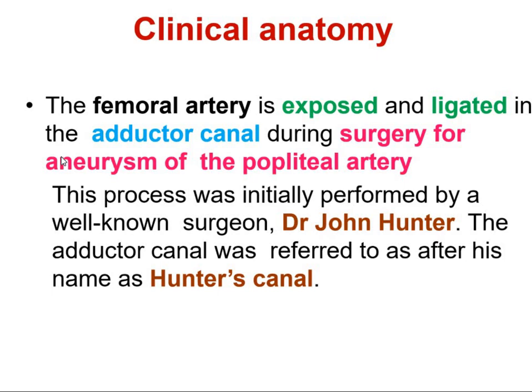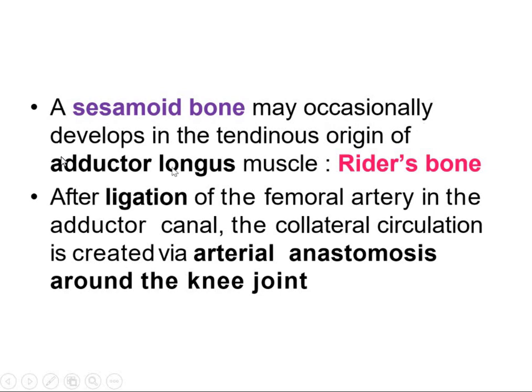Okay. Other than that, there is a sesamoid bone which may occasionally develop in the tendinous region of adductor longus muscle, which is known as rider's bone. Okay. It usually happens in horse riders, who are very much used to riding a horse or are professional riders. Due to friction caused on the medial aspect of the thigh, there is a bone development, that is your rider's bone, in the tendinous region of this adductor longus muscle. Okay.